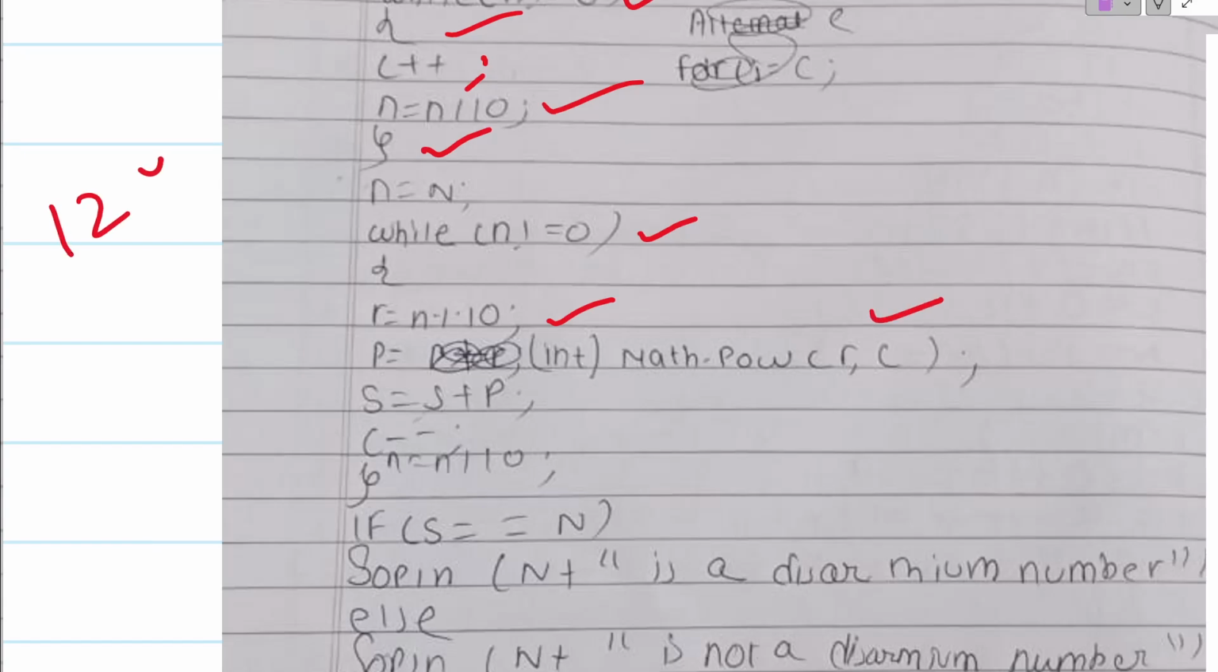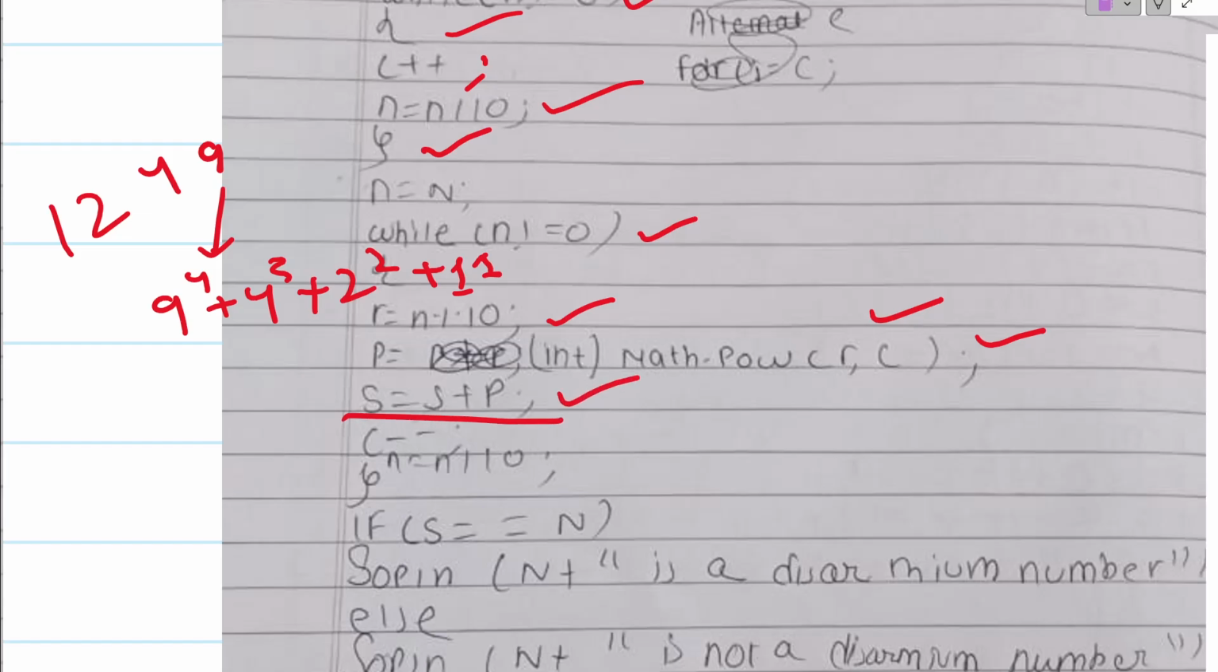If 1 2 4 9, if I take from the last, 9 to the power 4, then 4 to the power 3, then 2 to the power 2, then plus 1 to the power 1. This is exactly what the student has done. See, from last to first. Then here this sum is stored very properly. Then C minus minus, so that this power will be reduced. At first it was 4, right? Then it will become 3, then 2, then 1. Now again, very nice, this is correct.